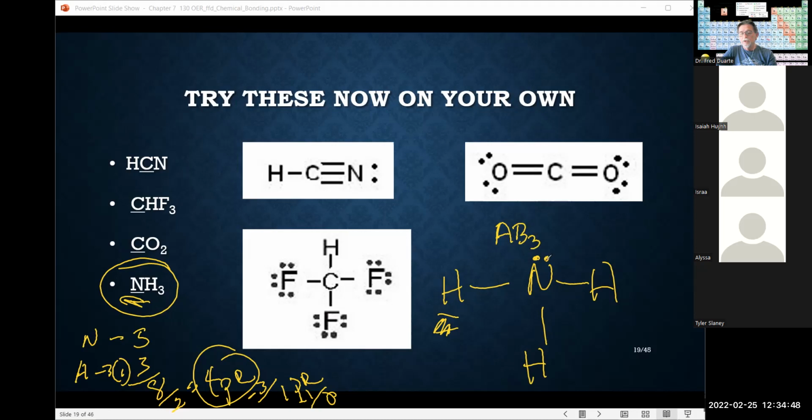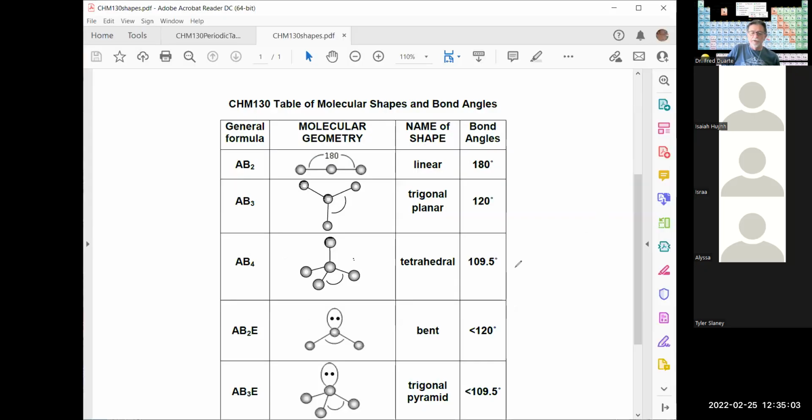And guess what? We have a lone pair on the central atom. So we have an E here. So it's AB3E. Okay. With that information, we then go to the shapes table as before, and we look for AB3, and there it is down here. Okay. And here's a general formula. This can represent nitrogen in the center, and then the 3 hydrogens around it. And then here's the lone pair right there.